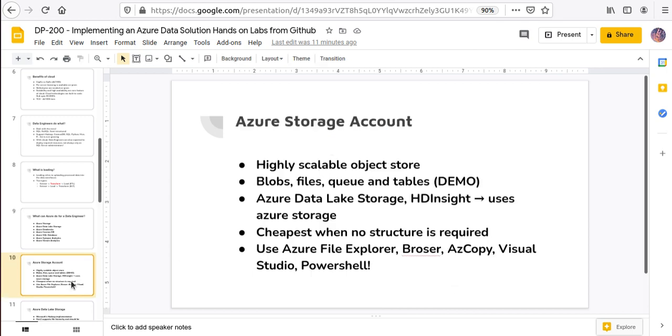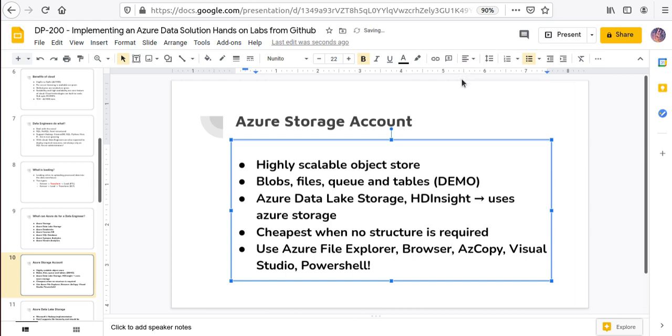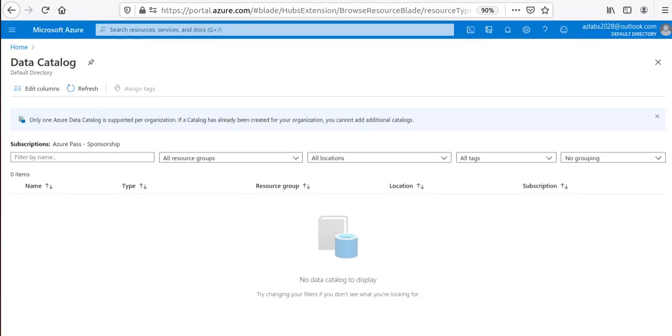Okay, so let's just start with the Azure Storage account. If you have any experience with Azure, you're probably familiar with the Azure Storage account. It's built as a highly, or massively, scalable object store. It supports blobs, files, queues, and tables. And here, let's start doing some demos.